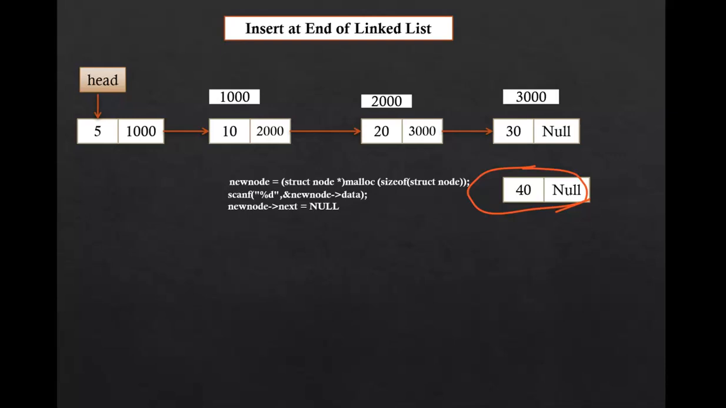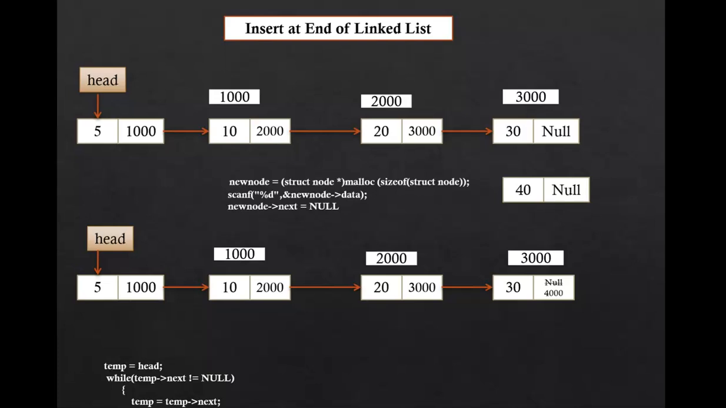After creation of this node, what should I do? I should use my temp. Yes, I am using my temp to traverse to the end of the linked list. Initially, 30 was having null. Now I traverse to the end of the linked list and try to make the new node 40 the last node.